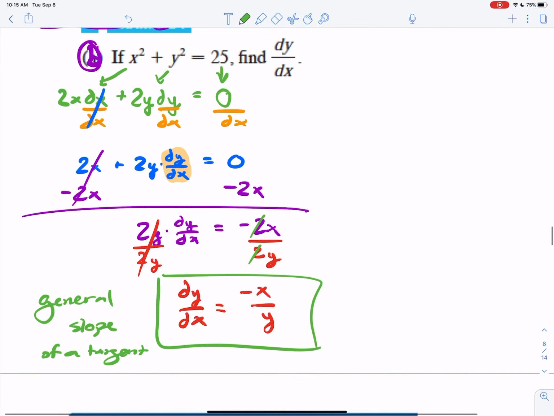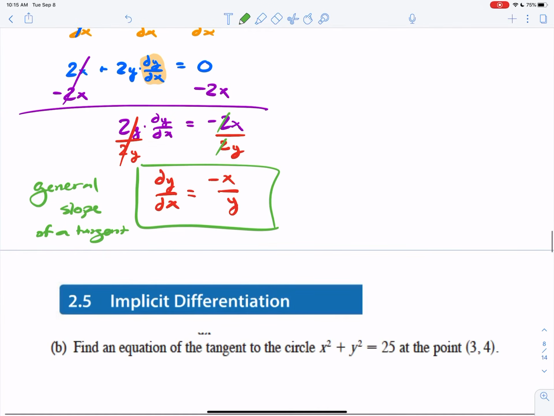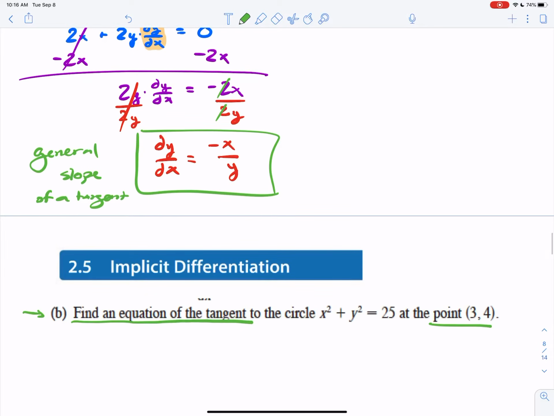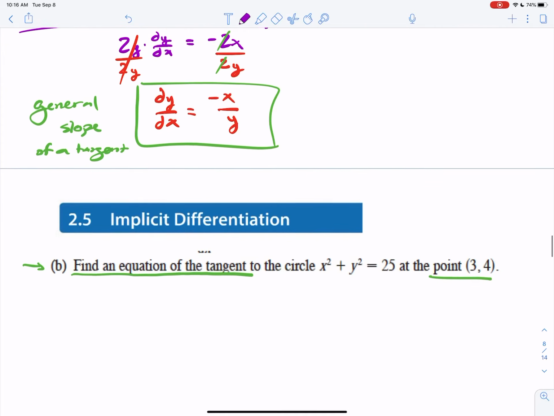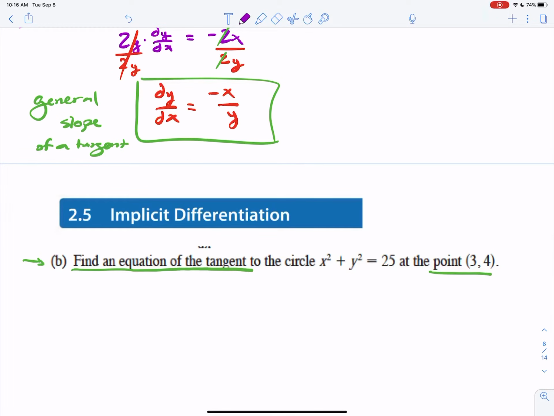So here's part B, a follow-up to part A. Go ahead and write it down, press play when you're ready. Now what they want you to do is find an equation of the tangent at this point. Does that ring a bell? We were focusing a lot on this. How do you find the equation of a tangent line? What 2 things do you need? Pause and press play when you're ready to answer. Look back if you need to.